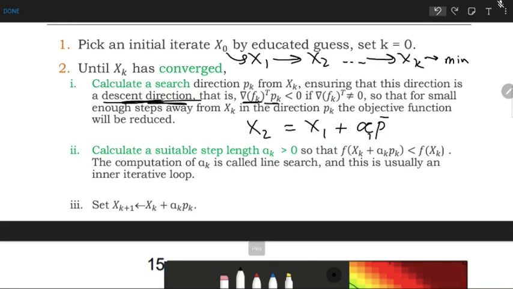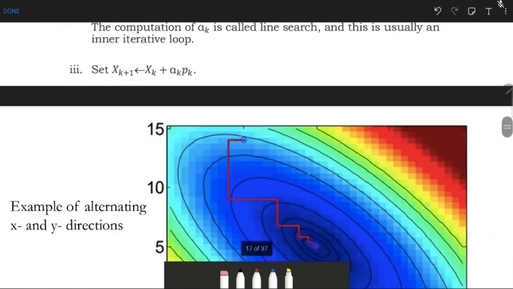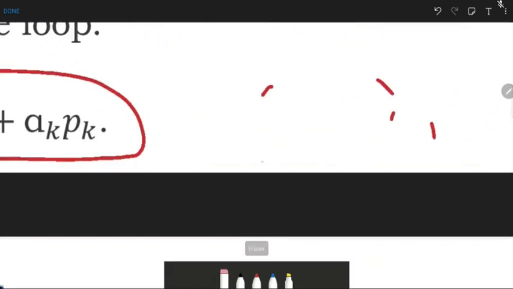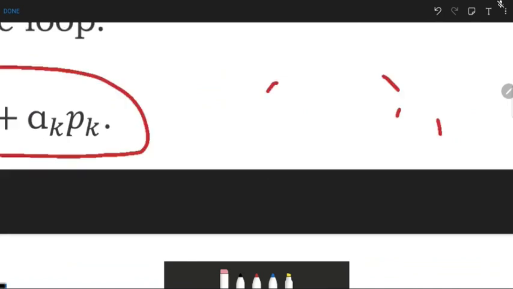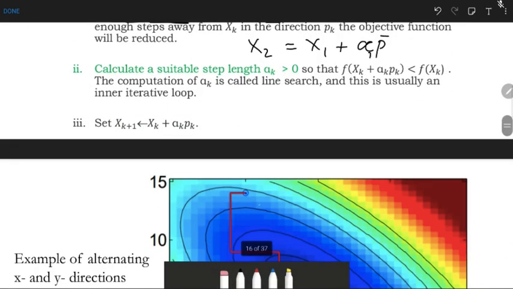Step length. See, this is what I've written. If k is 1, then x2 is nothing but x1 plus alpha 1 p1. That is what I wrote here. So you keep iterating until xk converges to the minimum. We'll see, there are some conditions for that as well.